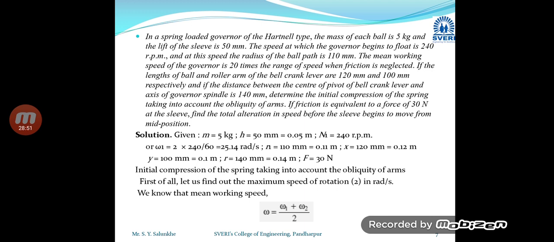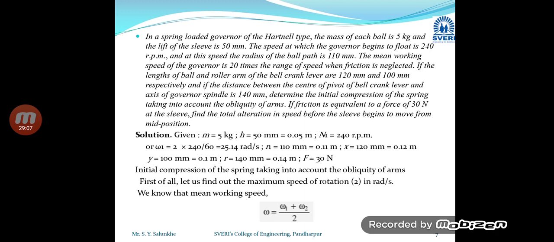Now, why friction we have considered in this case? Because when sleeve is moving up and down, at that time on spindle, this friction will resist to move the sleeve either in upward or in downward direction. So majority times this friction is neglected.